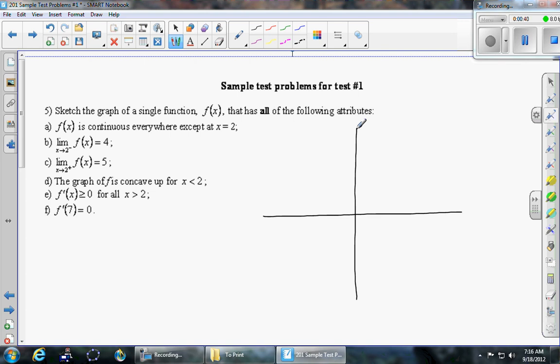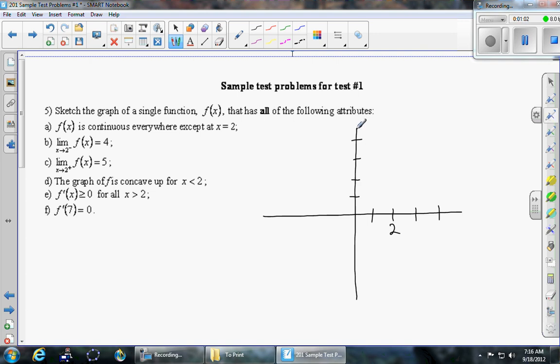So first thing, it says f is continuous everywhere except at x equals 2. So it feels like x equals 2 is something special. So we'll put 2 there and just recognize that we're continuous except at that point. We'll move on to b. Limit as x approaches 2 from the left is 4. So that means we've got this point up here at 2, 4.